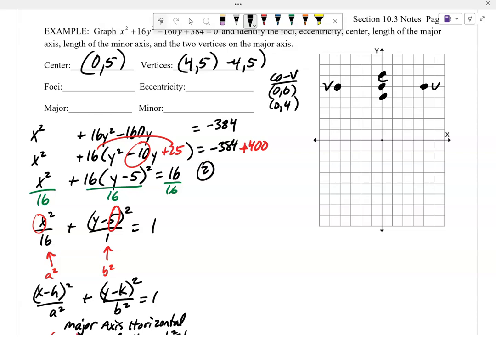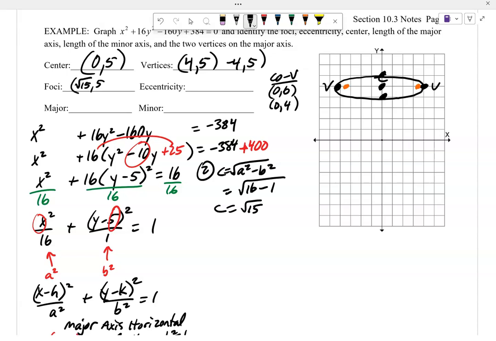My foci, number 2. Well, c is the square root of a squared minus b squared. My a was 4, so 4 squared. My b is 1, so I got square root of 15 would be my c. Well, square root of 15 is like 3 point something. You can see how this thing's pretty skinny, right? The foci is way out there close to the vertices. So the foci would be at plus or minus root 15, comma 5.